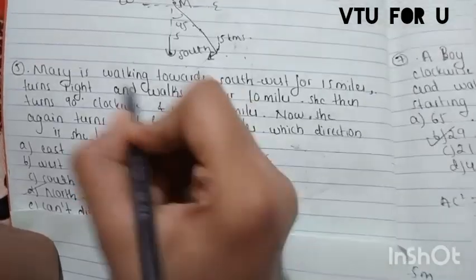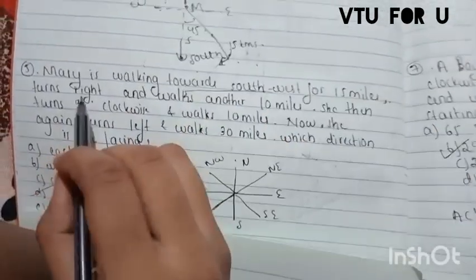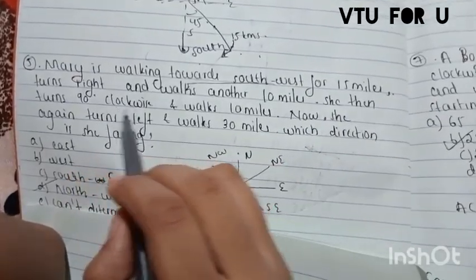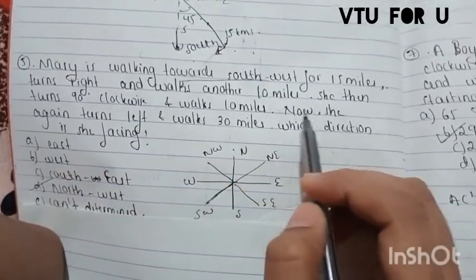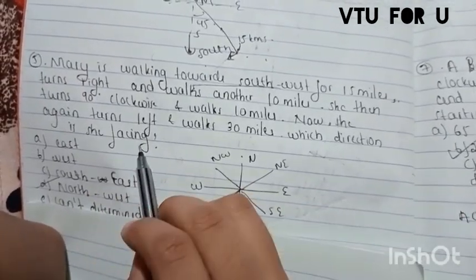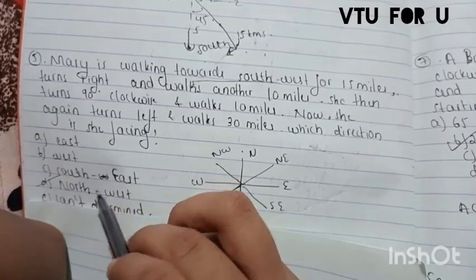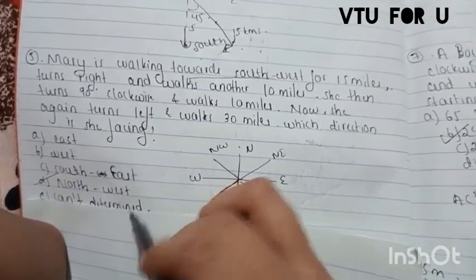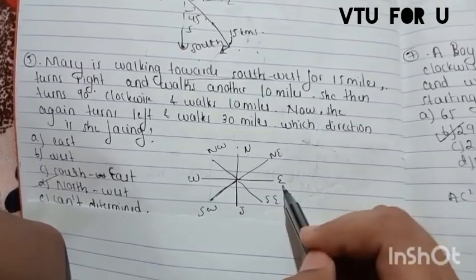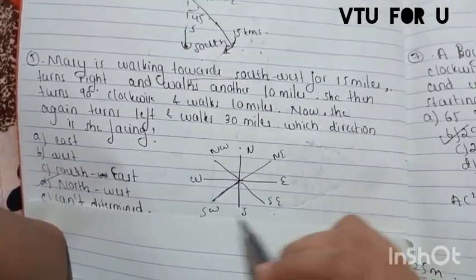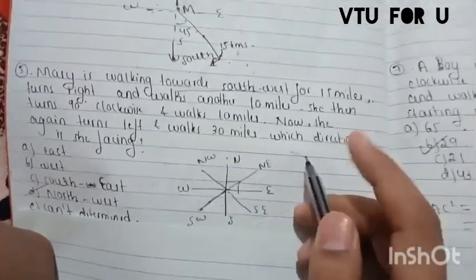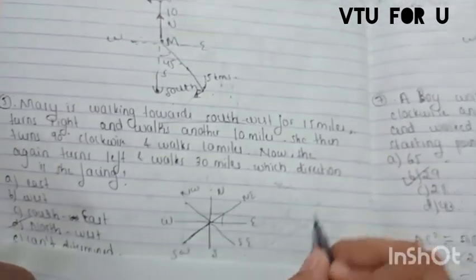Mary is walking towards southwest for 15 miles, turns right and walks another 10 miles. She then turns 90 degrees clockwise and walks 10 miles. Now she again turns left and walks 30 miles. Now which direction is she facing? Options are east, west, southeast, northwest. The most important thing we should know: this is north, this is south, this is east, this is west, this is northeast, southeast, southwest, northwest, and they are 90 degrees each. So let's move. Here consider Mary.